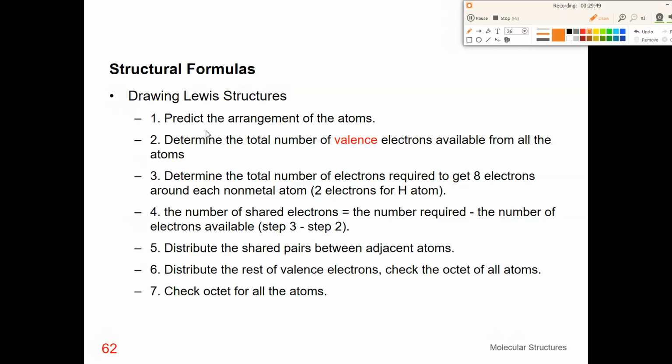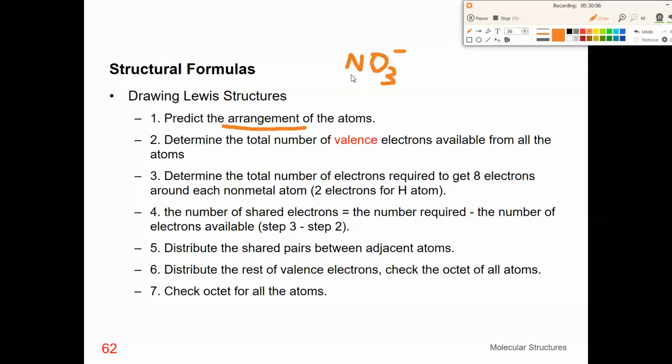So the first thing is the same. First step, same: figure out the arrangement, just like NO3 minus. We figure out which one is central and which one is terminal. Just use the periodic table: the one on the left-hand side or lower down is going to be central, or you compare electronegativity. In this case, nitrogen is central. Then determine the total number of valence electrons, the same as what we taught. This step is the same.